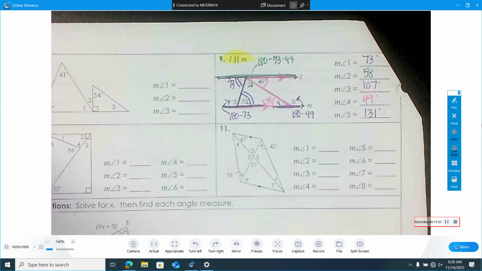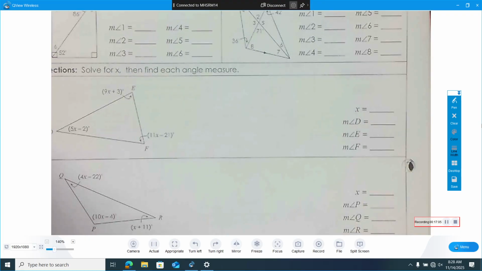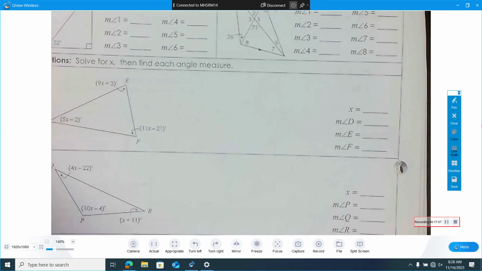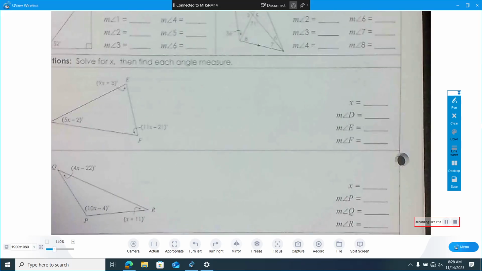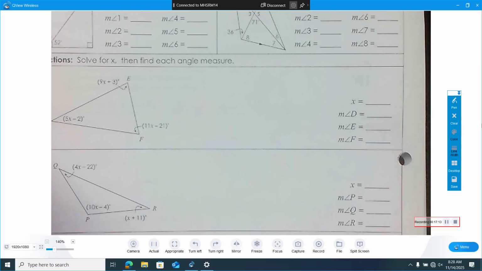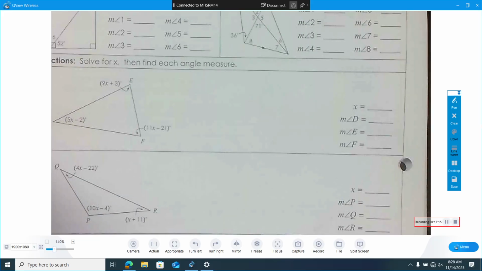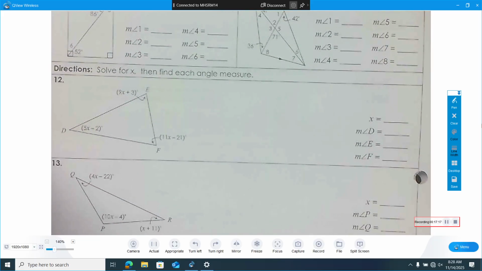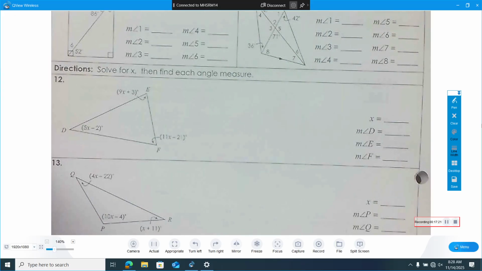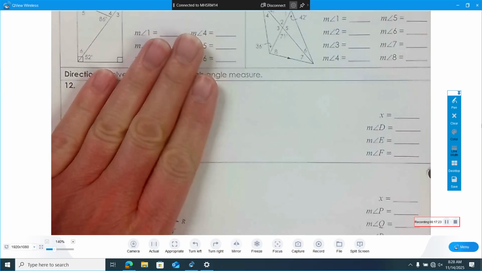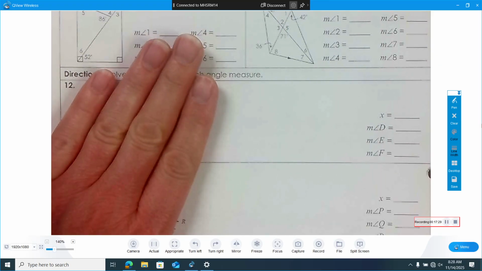Let's go down to, because this is more of what your homework is going to be, 12 through 15. Here we go. Solve for x, then find each angle measure. Today is the Delta Math assignment, and most of the problems look like this, but they might not give you a picture. Instead, you're going to have to read and write. Which means if they don't have a picture, can you make a picture?